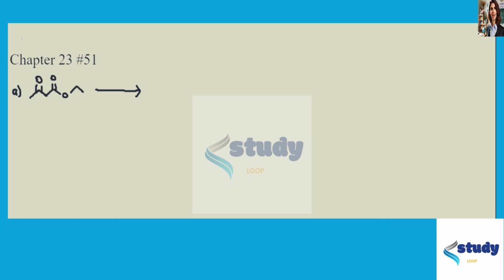This is the answer to Chapter 23, problem number 51 from the Smith Organic Chemistry textbook. This problem asks us to synthesize these four molecules from ethyl acetoacetate, and we're told we can use any other organic or inorganic reagents. Okay, so we're going to obviously use the techniques that we learned in this chapter in order to accomplish this.